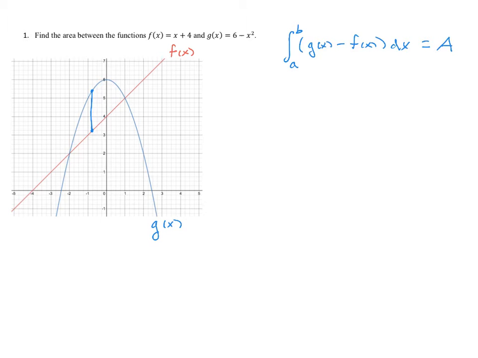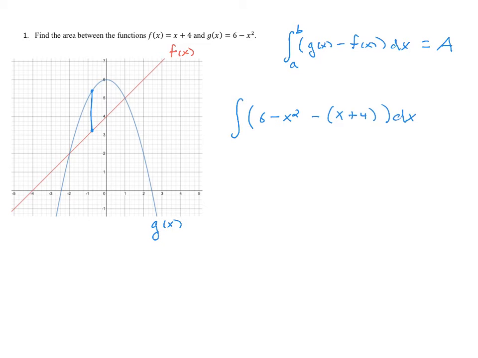So to solve this problem, I'm going to write the integral, put a parentheses. I'm going to take g of x, which is 6 minus x squared, and I'm going to subtract f of x. Now I got to be careful here. When you subtract a function, you have to distribute that negative.